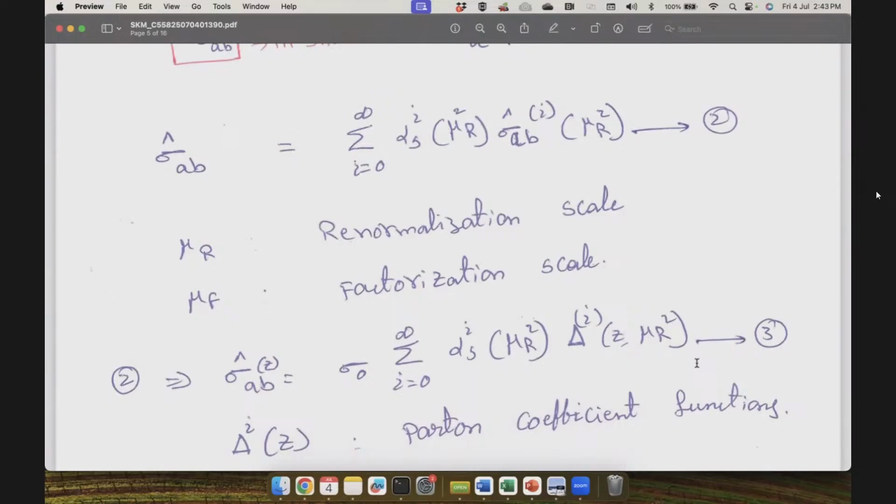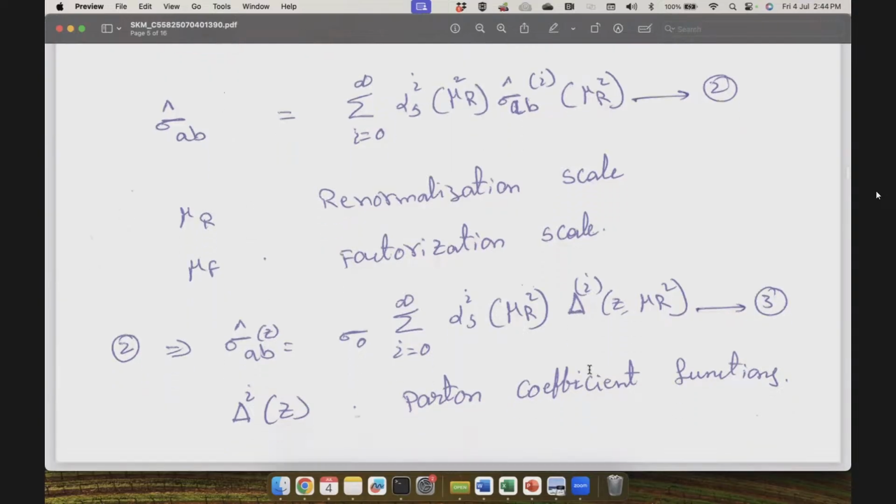Then, for the concept, we have to clearly use different definitions. For that, quite often you see a different picturization or different way of writing the equation. That is, I can take sigma hat AB, and pull out the Born level scattering cross section, the Parton level Born level scattering cross section, sigma naught. If I pull it out, whatever is left over, the higher order terms, sigma i, in a sense, you pull out sigma naught from there, and whatever is left over is what we call the Parton coefficient functions.